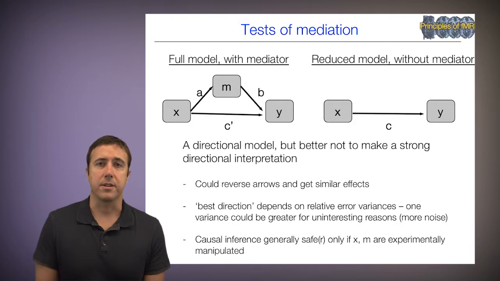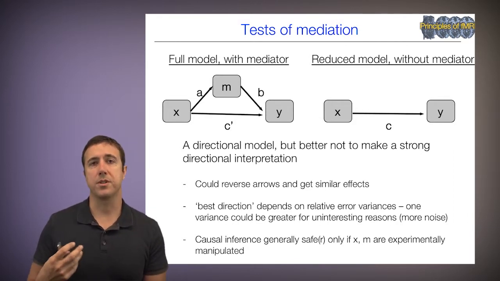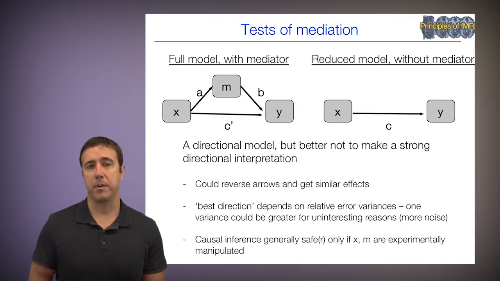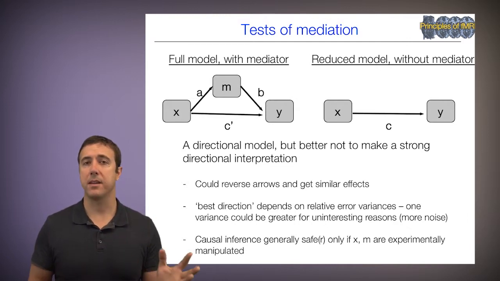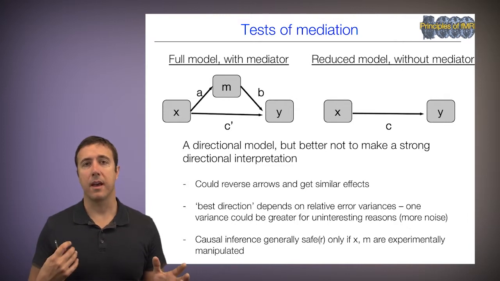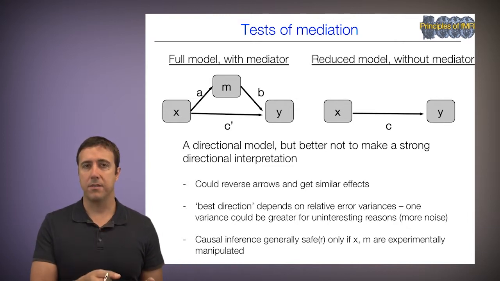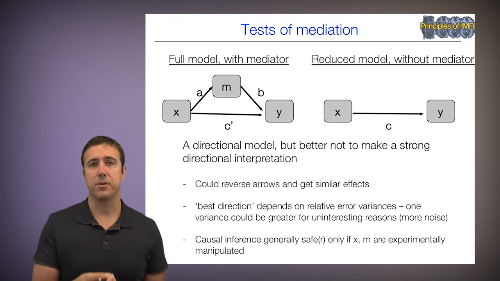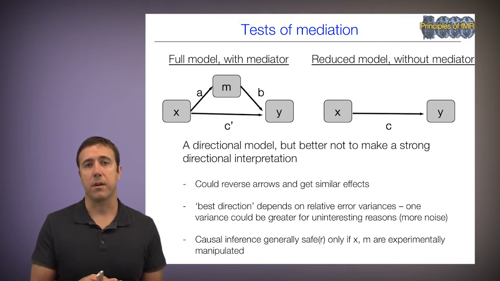But one note of caution: it's better not to make strong directional interpretations about which is causing what, unless you're experimentally manipulating variables. There has been a lot of debate and controversy about mediation, and as far as I can see, a lot of this controversy centers on whether you should make strong causal inferences when you have observed variables. And I don't believe you can. I don't think that means the models are not useful. I think it just means that we have to be careful about the inferences that we make.